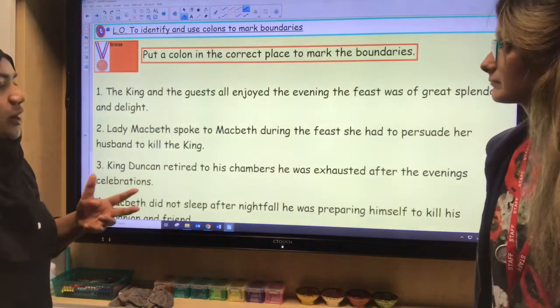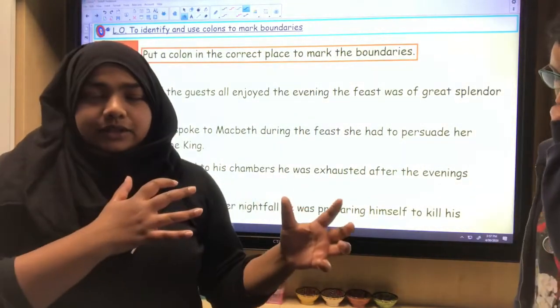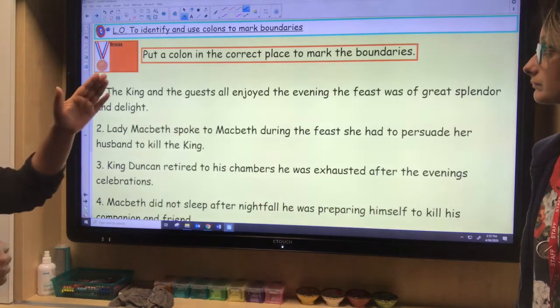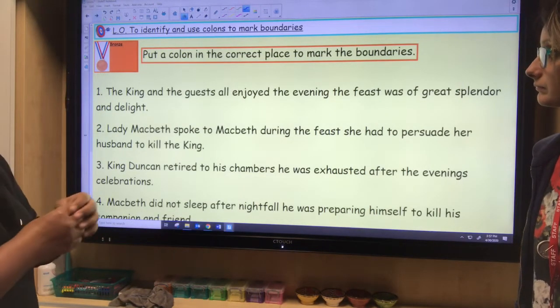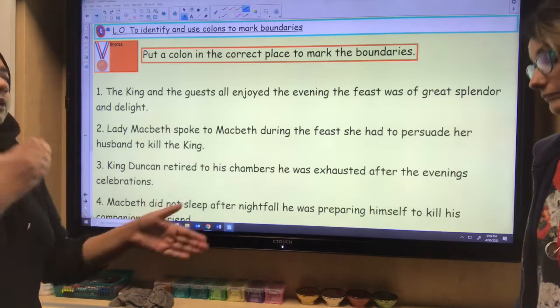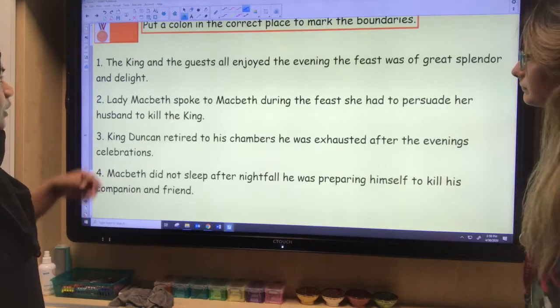So, your work today is the following. You're going to use everything that we've learnt and apply it to your learning today. So I'm just going to go through the bronze, silver, gold with you. The bronze is put a colon in the correct place to mark the boundaries. So look for where the conjunction because would go and then put the colon there. You've got 4 sentences in total for bronze.